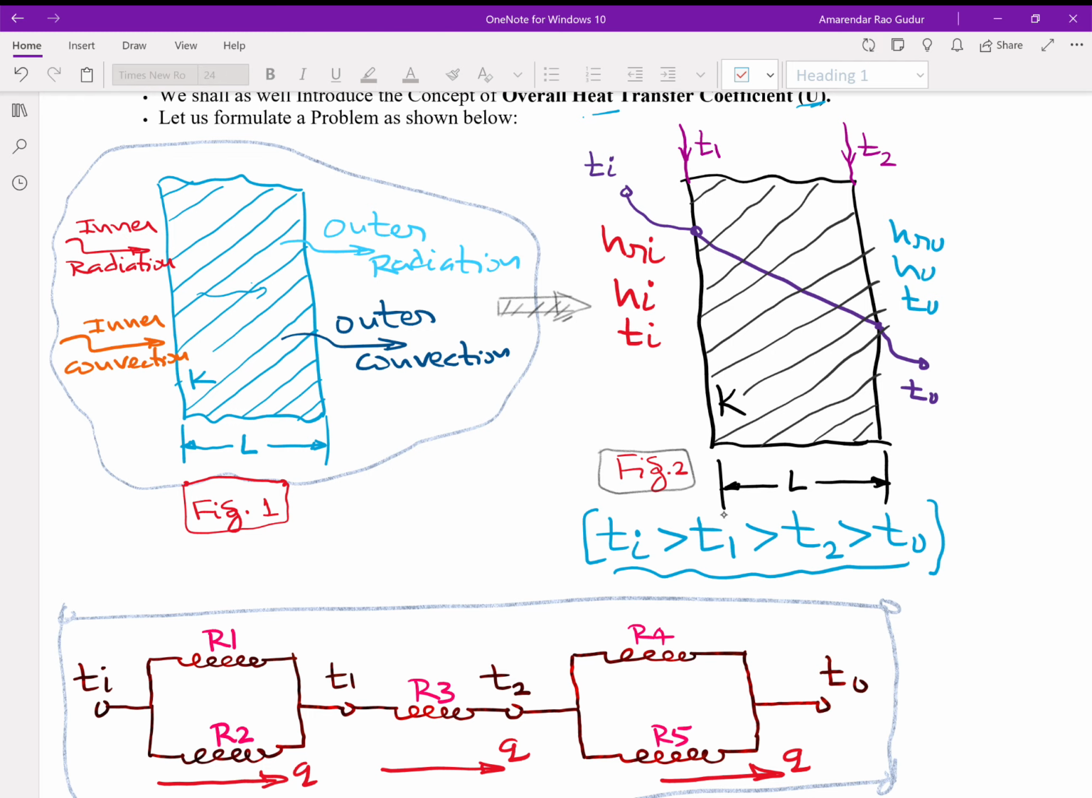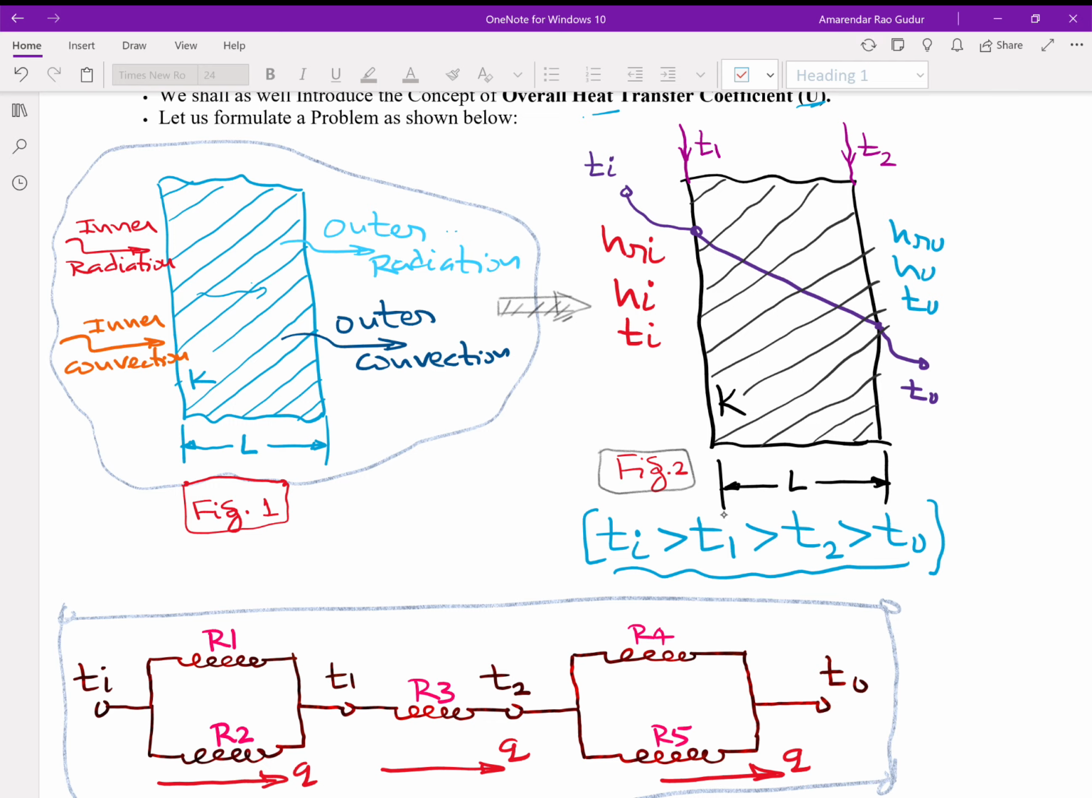And I would like to reiterate that still we are talking about 1D steady state heat transfer. And for any system to be in steady state condition, energy coming in must equal energy going out. They must be equal. Therefore, inner radiation and inner convection will be conducting, and whatever heat is reaching here by conduction will be going out by outer radiation and outer convection.